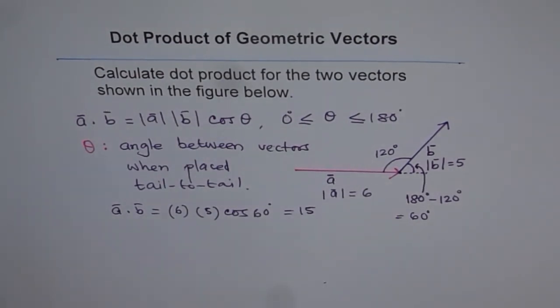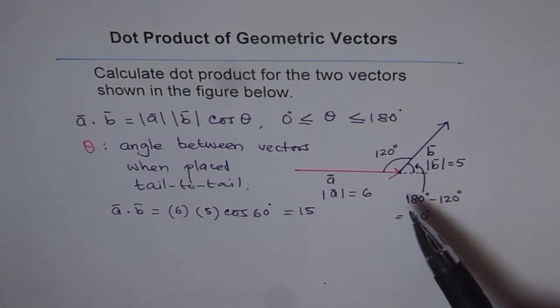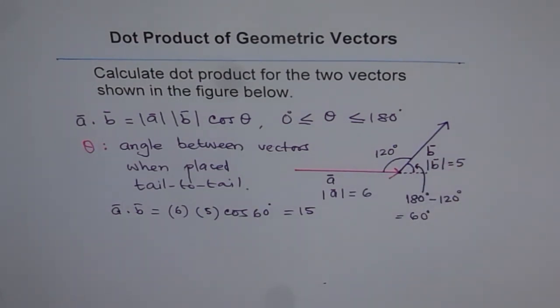So that is how you're going to do this problem, and don't get really confused. Angle theta is always the angle when the vectors are placed tail to tail, right? Not in this way. We're not adding vectors, correct? So that is how it should be seen.